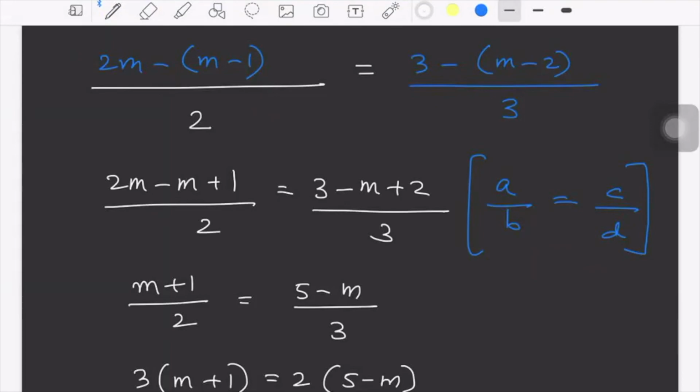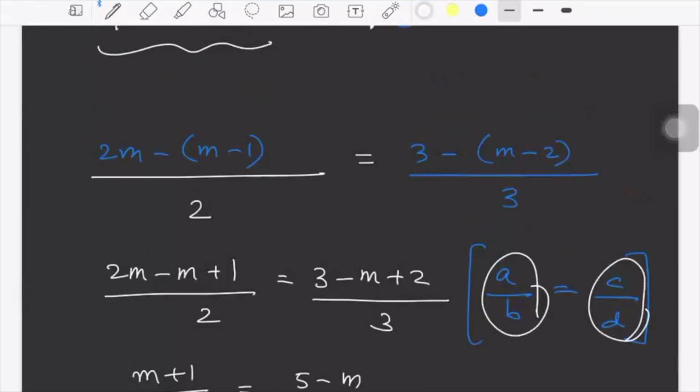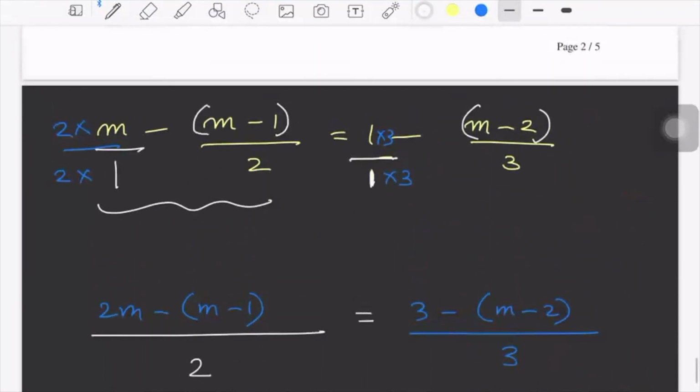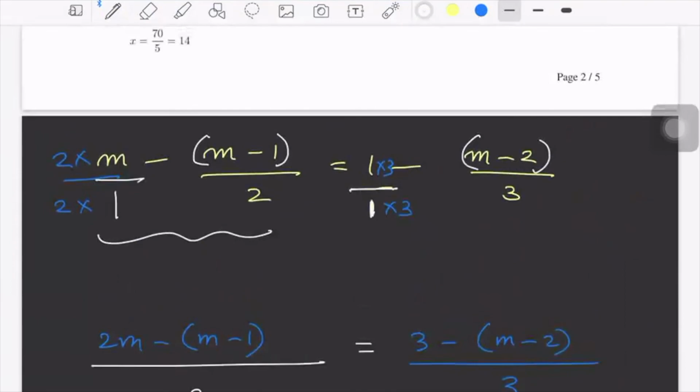In the cross multiplication approach, you convert both sides into these forms, working separately on both LHS and RHS. And the other approach is you convert the entire expression without denominators. For that you multiply with the common multiple of all the denominators, which was 6 in our case. All right.